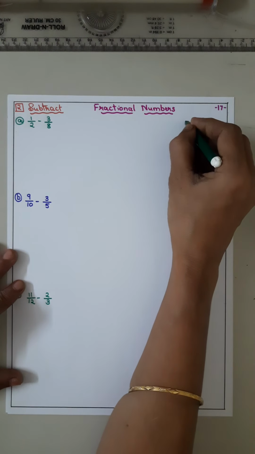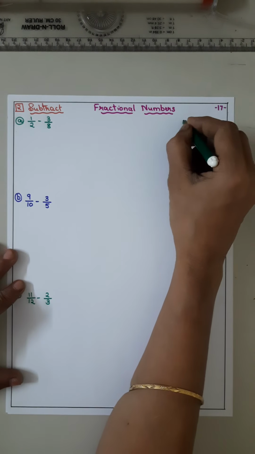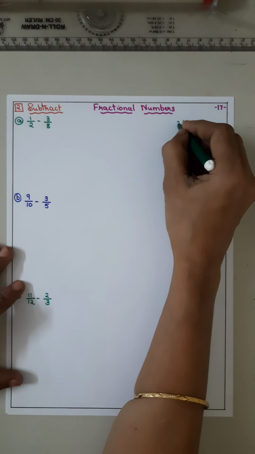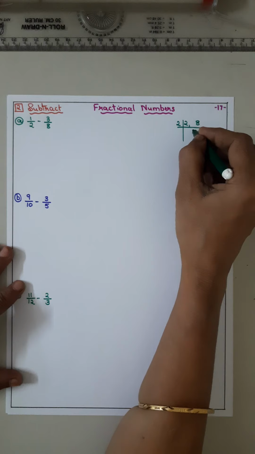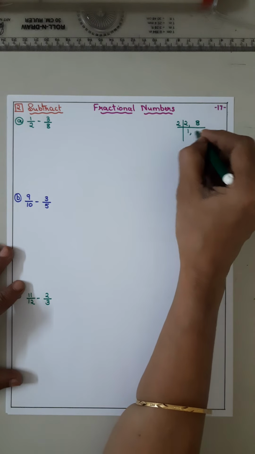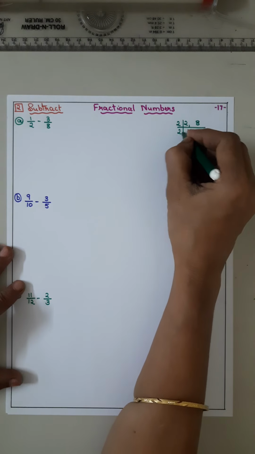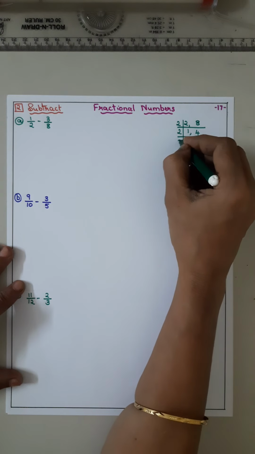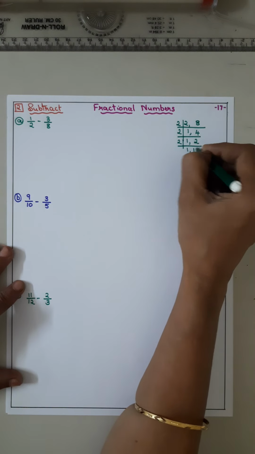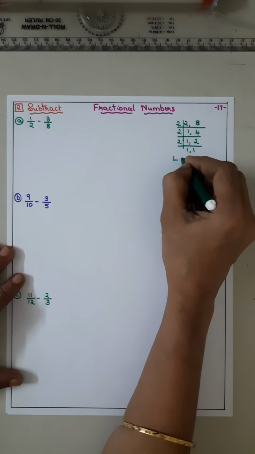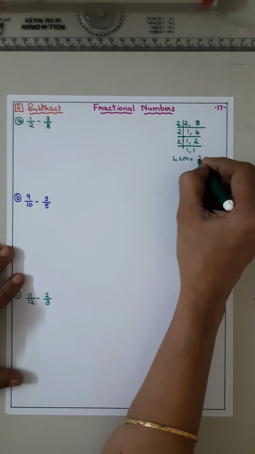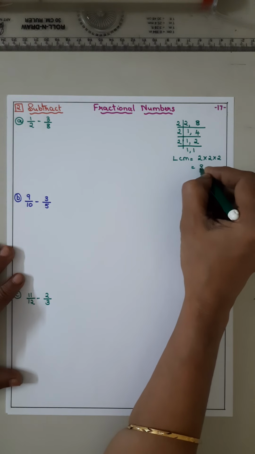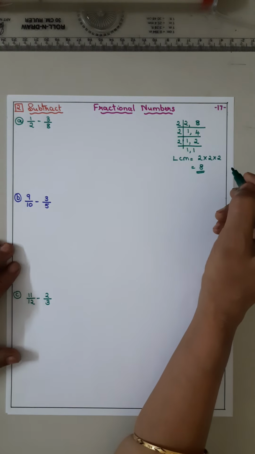Take the LCM of 2 and 8. Both are even numbers, so start with 2. 2 ones are 2, 2 fours are 8. Again, 2 ones are 2, 2 ones are 1. So LCM is equal to 2 into 2 into 2. 2 twos are 4, 4 twos are 8.